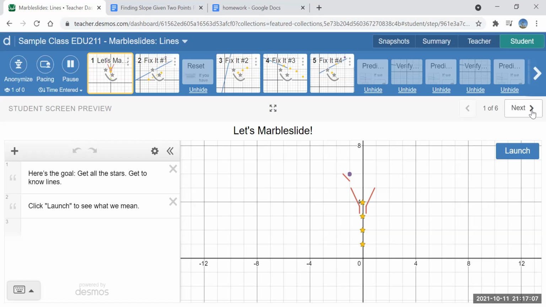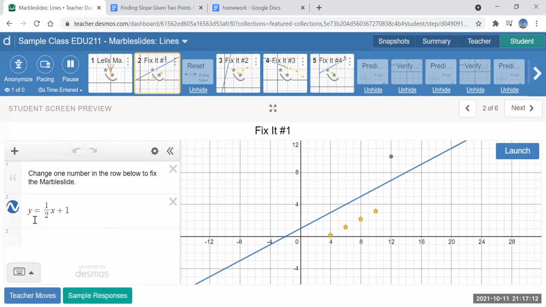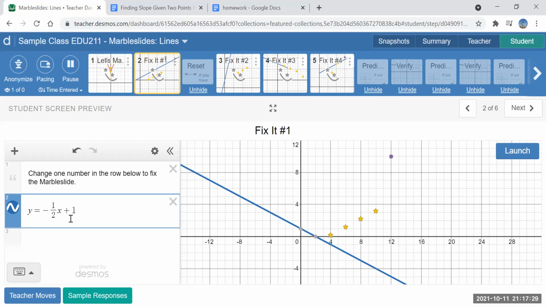So if we're looking at the next problem, we're going to look at this equation here over on the left-hand side and change this equation so that this marble will go through all of these stars. So you'll have to kind of play around and see what will make the marble go through the stars. What if I put a negative here? Not quite. What if I changed this to a 3?